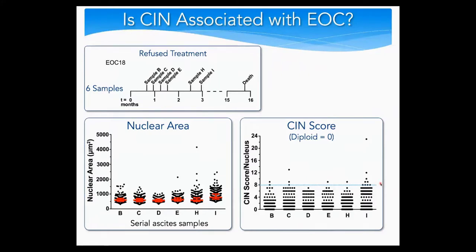Now, for orientation purposes, I've put a blue dashed line here at a CIN score of 8. That indicates that any given sample below that has lost or gained no more than 8 total chromosomes of the 3 that are being assessed.